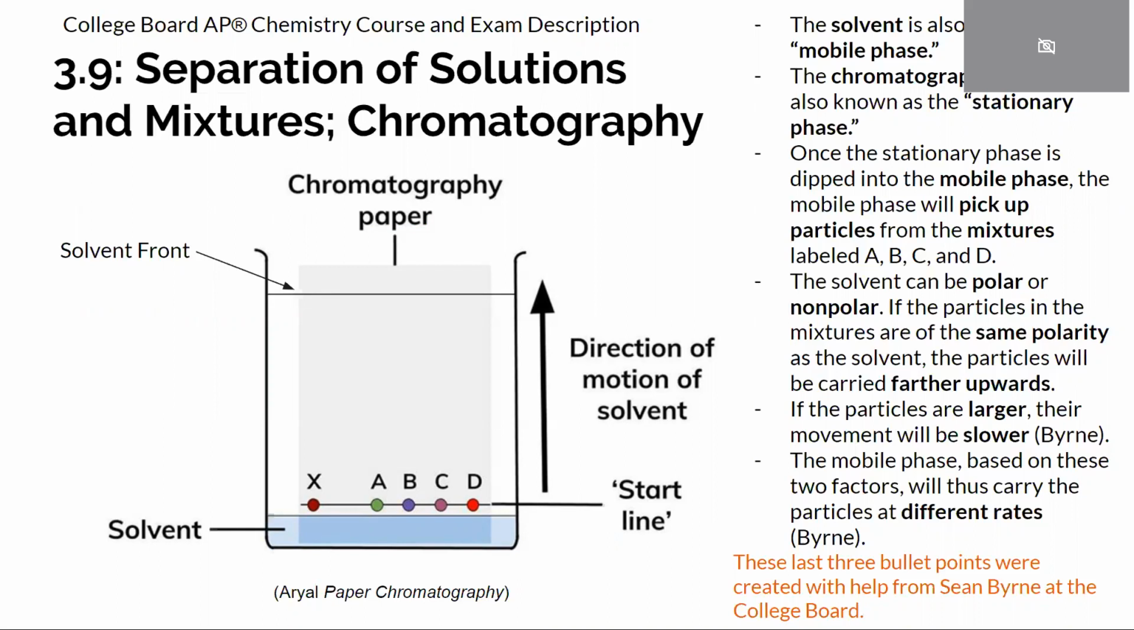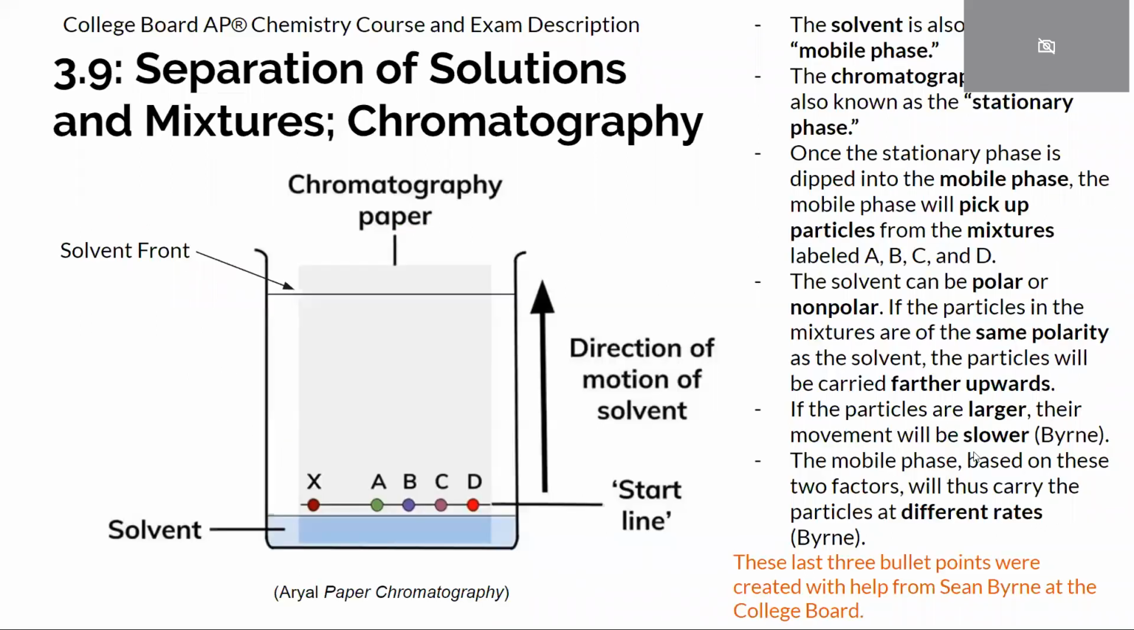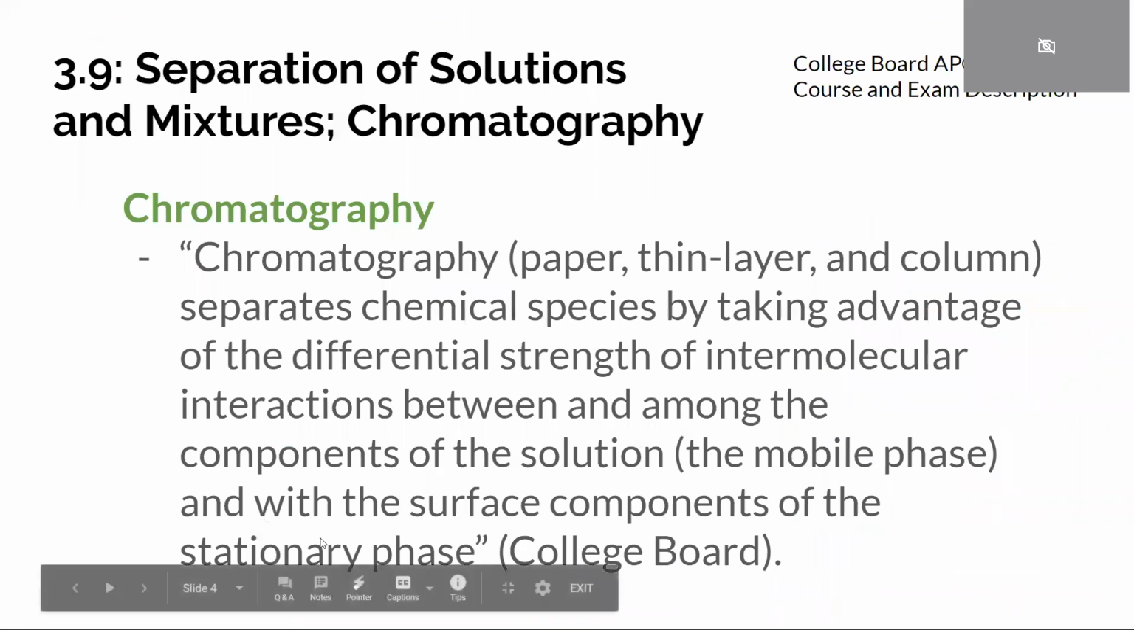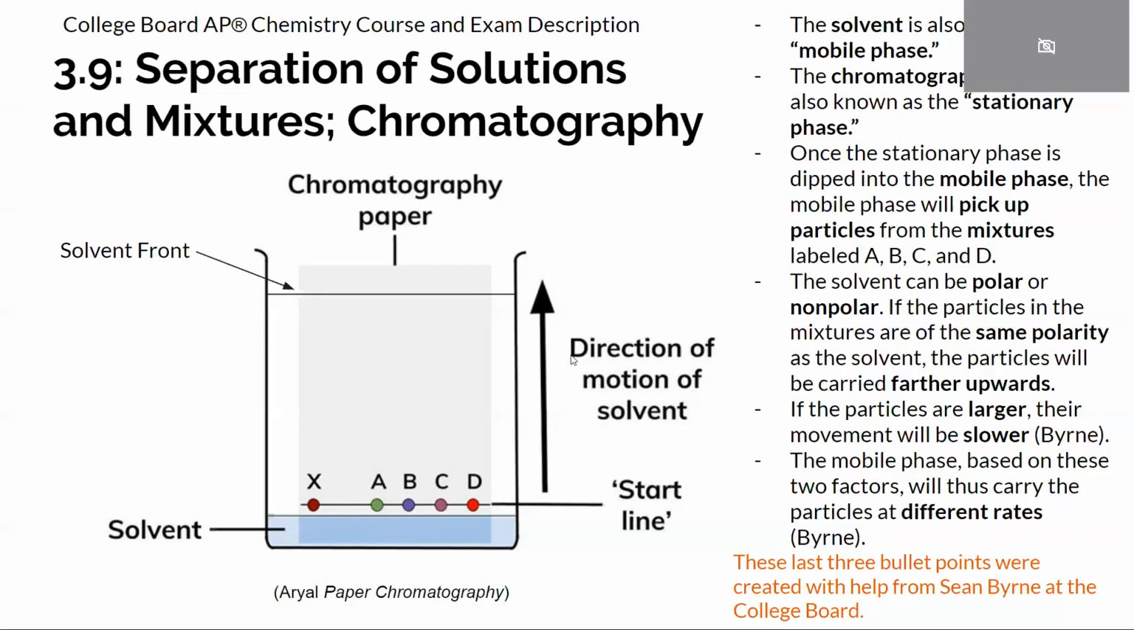lab. So the solvent is also known as the mobile phase. So what they mean here, the mobile phase, they just mean the solvent. The chromatography paper is also known as the stationary phase. So talking about that here, that's just what they mean. And so once the stationary phase is dipped into the mobile phase, it will pick up particles from the mixtures labeled A, B, C, and D.